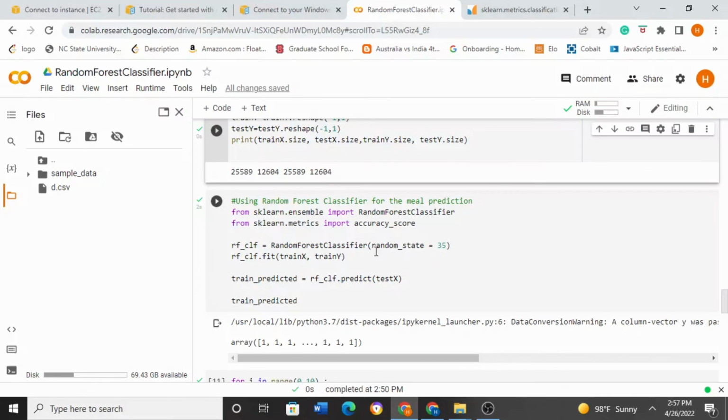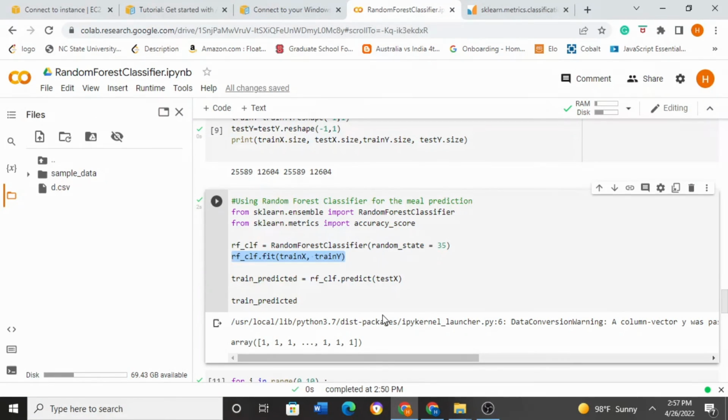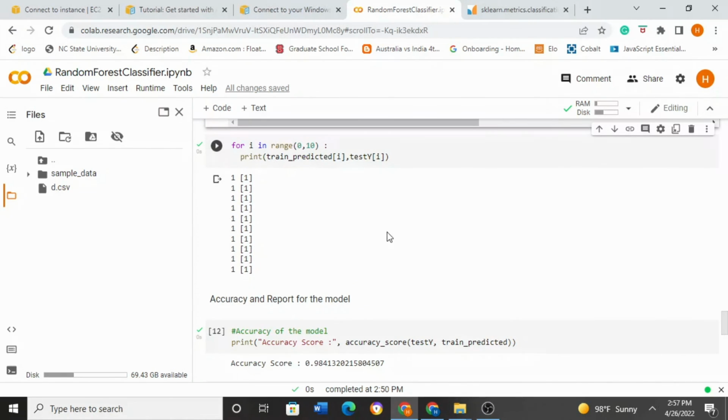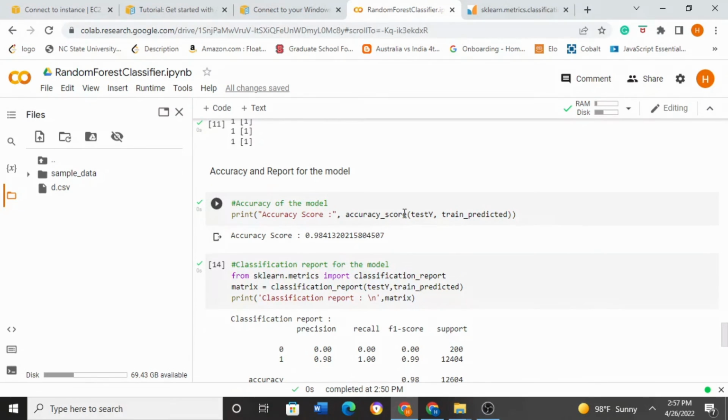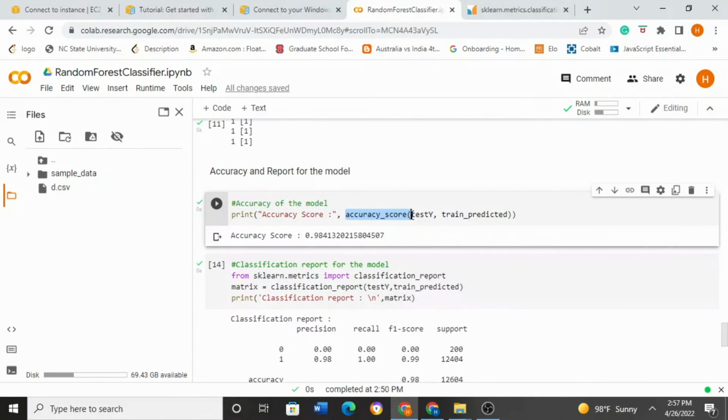So I have trained my model here, and then I have predicted using the test values. As you can see, this is my train predicted. I have printed the first 10 values of the test data and the predicted data. As you can see, they're matching, and the accuracy of the model is pretty good, which we did find out using the accuracy score method. As you can see, our model is predicting with 98% accuracy.